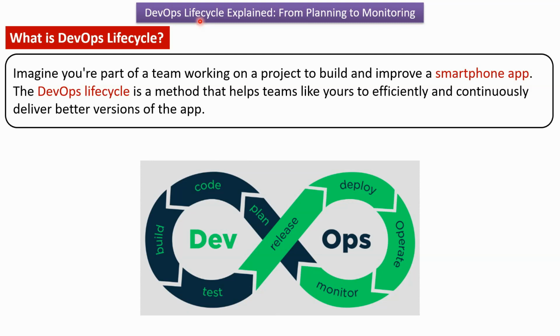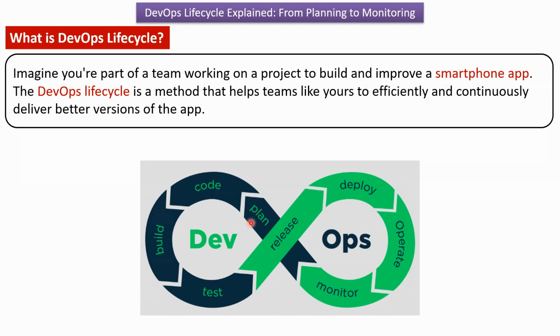In this video tutorial, I will explain what is the DevOps Lifecycle. Imagine you are part of a team working on a project to build and improve a smartphone app. The DevOps Lifecycle is a method that helps teams like yours to efficiently and continuously deliver better versions of the app.